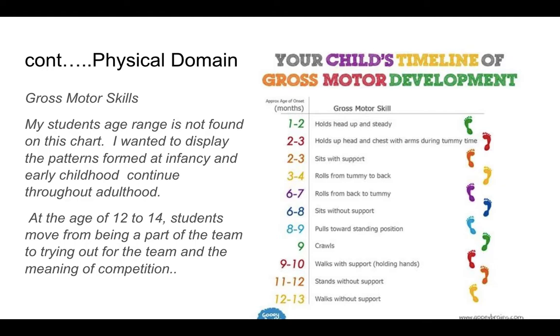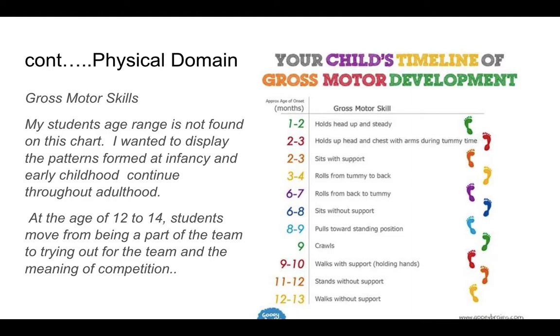So then we get to the gross motor skills. Now, we're still talking about child development. I don't want to lose you, and we're talking about the physical sense of child development. So, gross motor skills are a part of that process. My students' age range is not found on this chart because my chart is relating to months. But I use this chart because even though they're talking about the age range in months, 6 months, 7th month, 12 months, 13 months, you can still use these same gross motor skills at age groups.